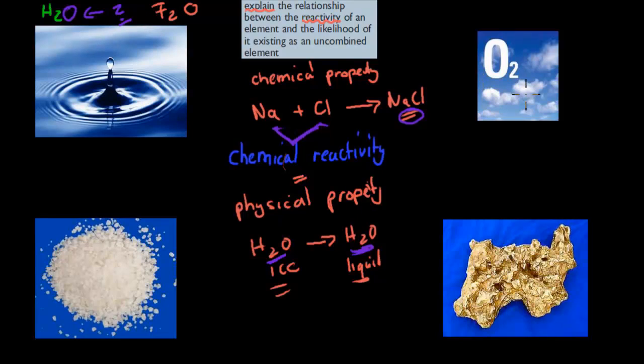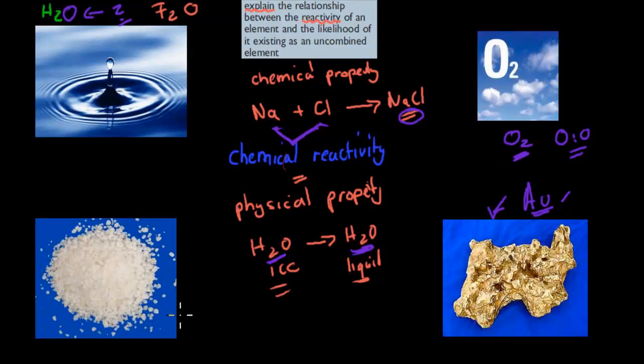Have you also wondered why, for example, we can find O2 in this form, so oxygen can combine with itself to form O2, but we don't usually find gold in that form. So gold itself is uncombined. It says the likelihood of it existing as an uncombined element, and gold can often be found as just an Au element, so just by itself. Whereas oxygen, if we find it by itself, is often combined with itself.